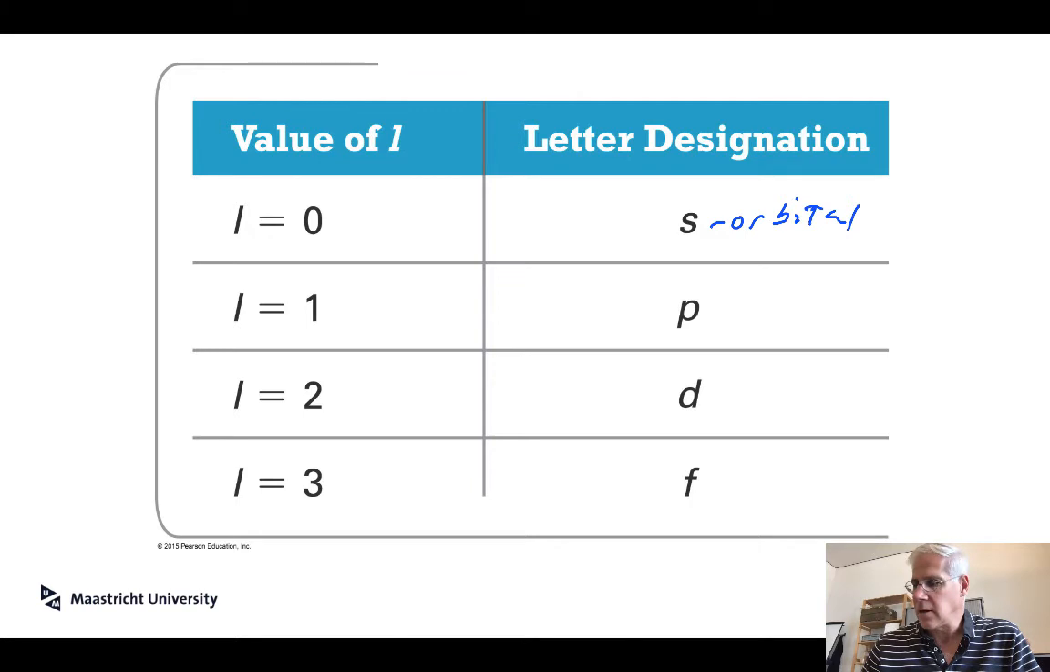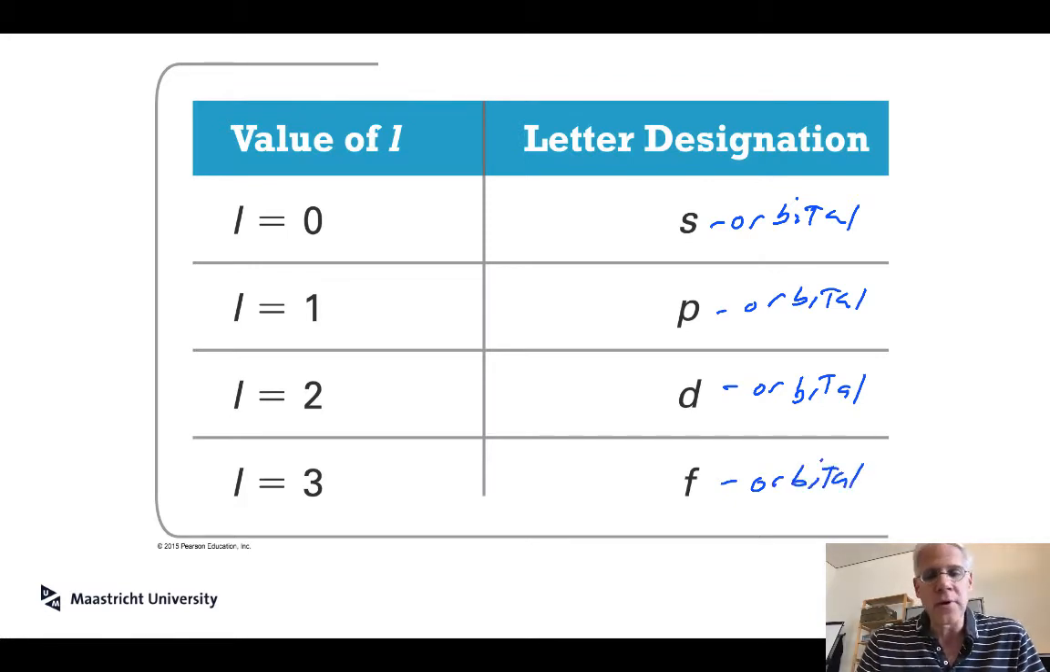Okay, and for P, that's if L is equal to 1, so you can think of that as a P orbital. And I can write that all the way down. If L is equal to 2, we have a D orbital. And if L is equal to 3, we have an F orbital. So that's all L does, it really helps us define what type of orbital we have.